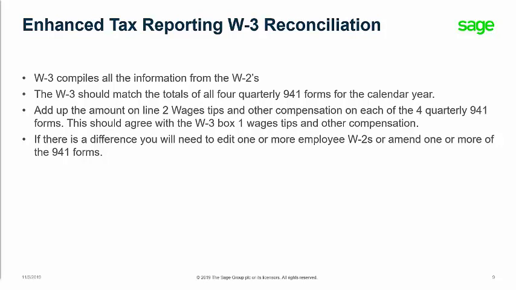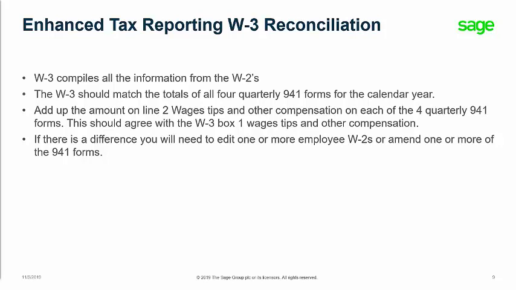We recommend you print the W-2s to blank paper and print the W-3 and then reconcile them before printing the actual W-2. To verify, the W-2 wages add up to the amount on line 2 of the wages, tips, and other compensations on each of the 4 quarterly 941s. Compare this total to the box 1 total on the W-3. They should agree. If they don't agree, you will need to reconcile the information.